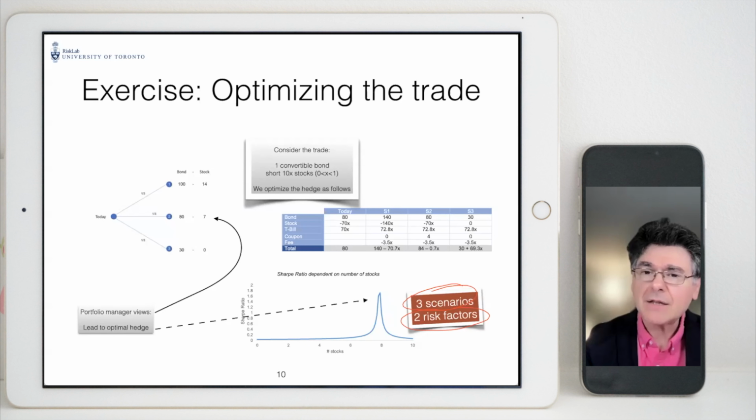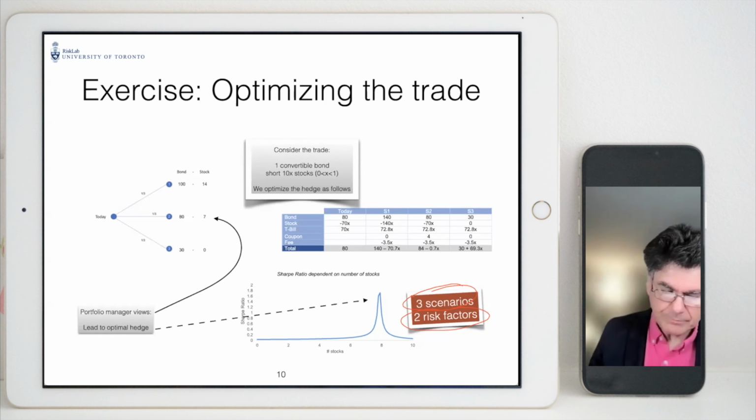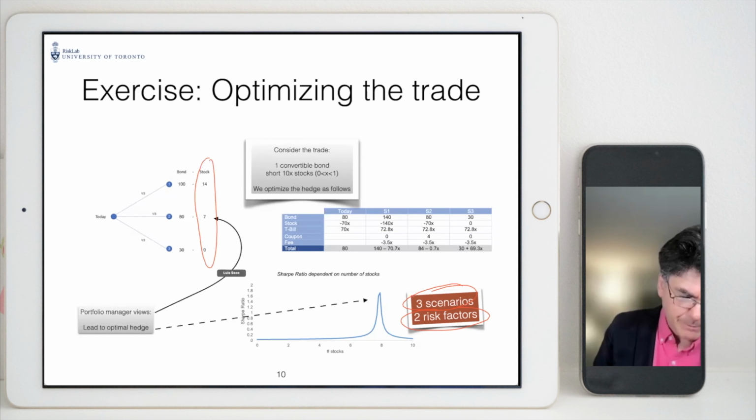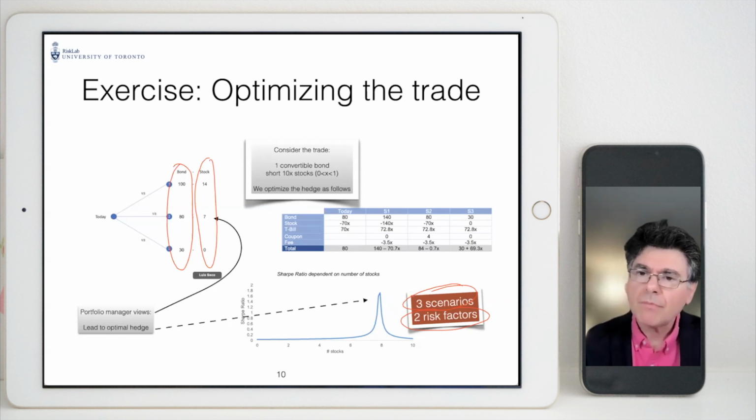Because of that, the two risk factors we have here are the value of the stock and the value of the bond. And they're already here. So our risk factors here are the value of the bond and the value of the stock. These are our risk factors, and we have two. And both of these affect the value of the portfolio.